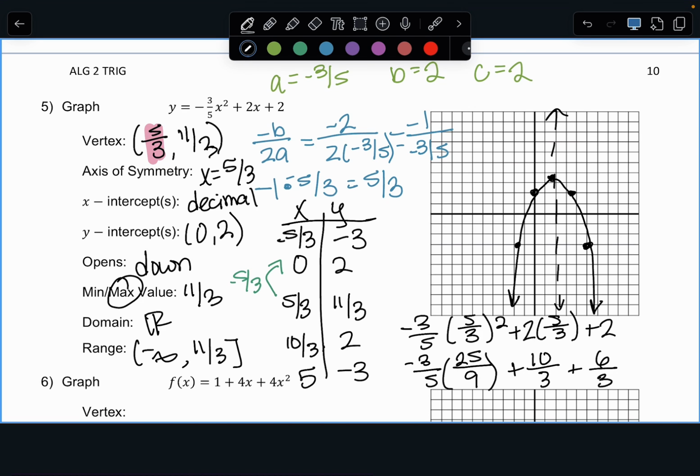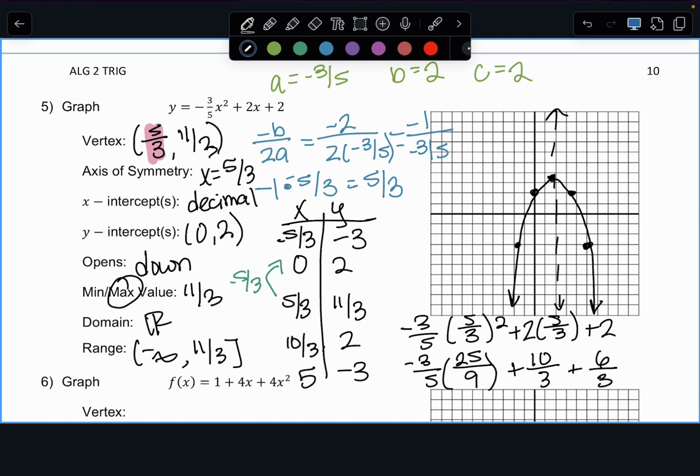Any other questions on that one? You're almost done. And the x-intercepts, if we graph it, it almost looks like it could be -1. Let's see if -1 works. It doesn't, so just write decimal. Because if it's not -1, it's not going to be anything besides a decimal.